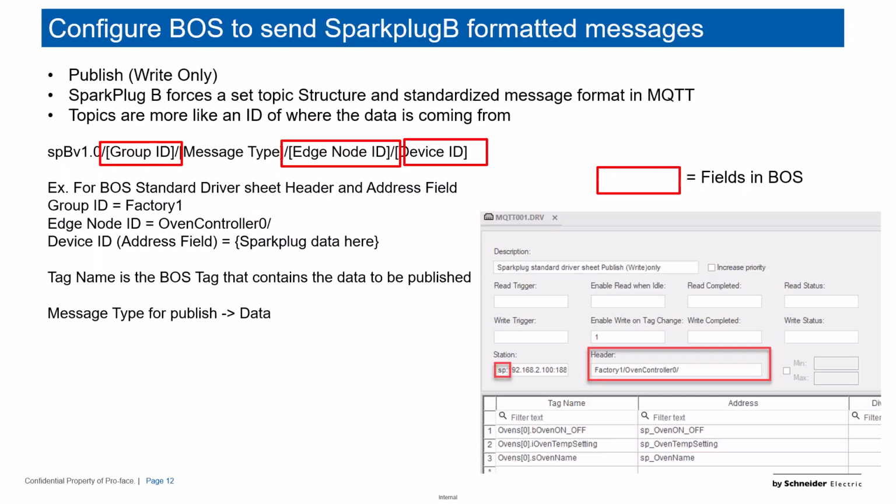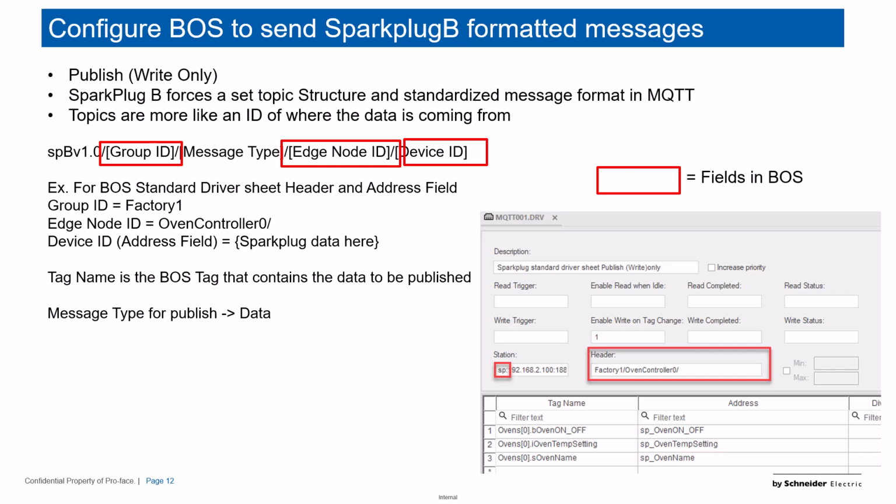So now, to take that to the next level, when we talk about how we actually configure Blue Open Studio to send Sparkplug B formatted messages, again, we're publish only. We're basically saying that Sparkplug B forces a set topic structure and a standardized message format in MQTT. And in my mind, the topics are more like an ID of where the data is coming from.